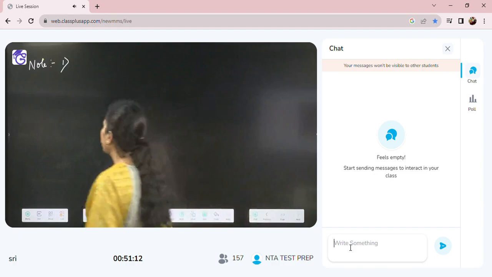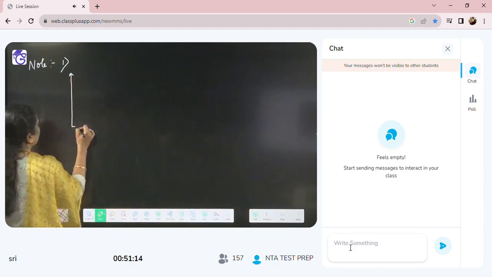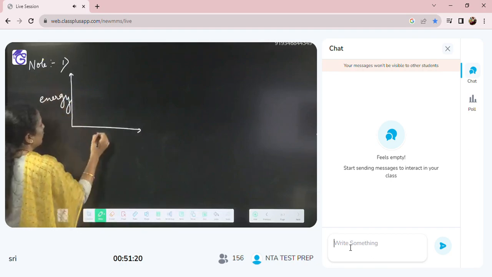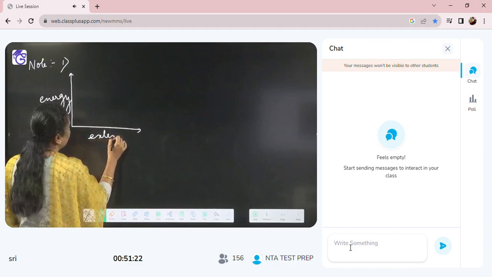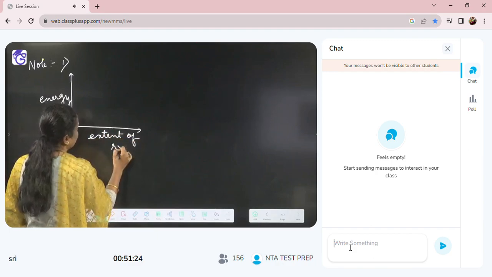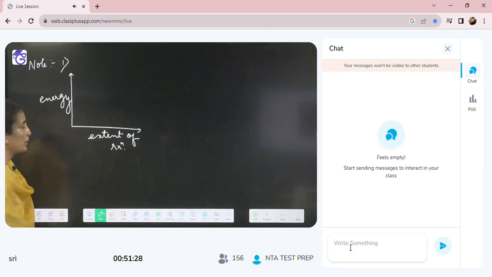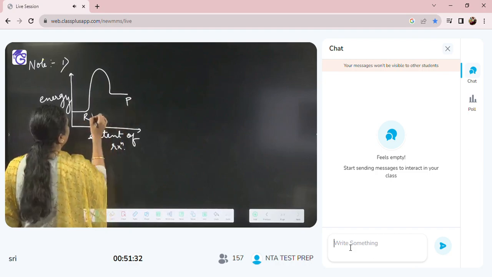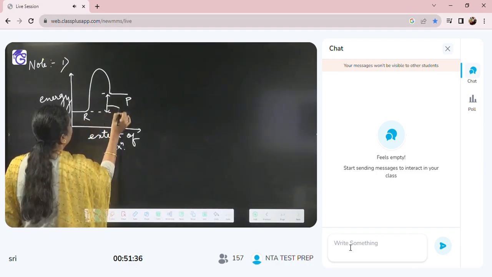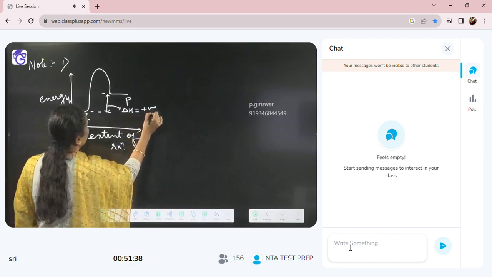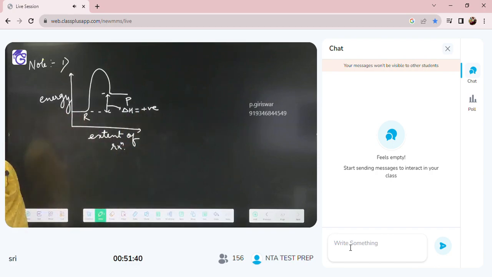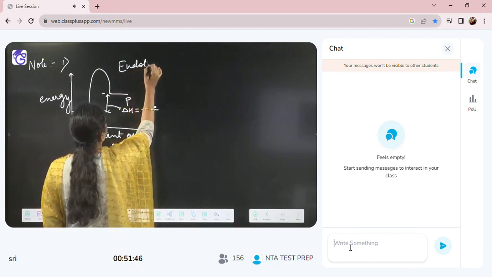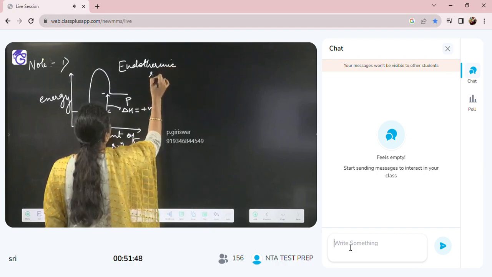Now the first one is a very common point, the energy profile diagram, which you must know. Basic energy profile diagram: on the y-axis I'm taking energy, and on the x-axis, extent of reaction or the progress of reaction. That means how the reactants are getting converted into product. Here I can show reactant and product, and this is delta H, which is positive because delta H is enthalpy of product minus enthalpy of reactant. This is for an endothermic reaction.